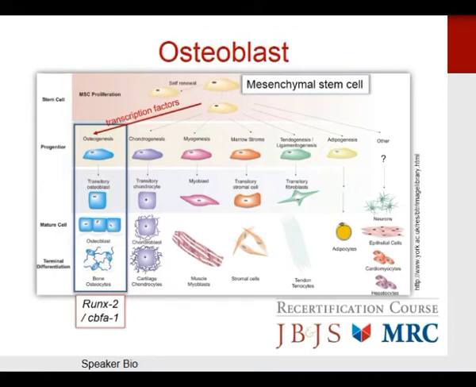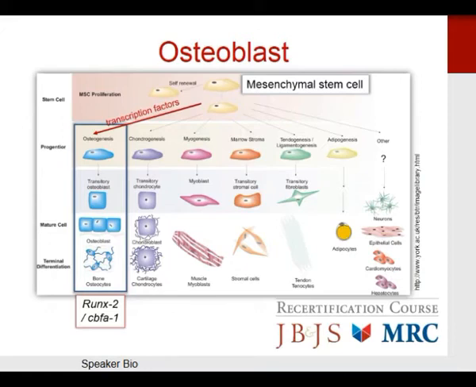Those transcription factors are what tell the mesenchymal stem cells to become osteoprogenitor cells. It's important to remember that mesenchymal stem cells can form a variety of different cell types, including osteoblasts, chondrocytes, myocytes, and adipocytes based on the transcription factors to which they're exposed.